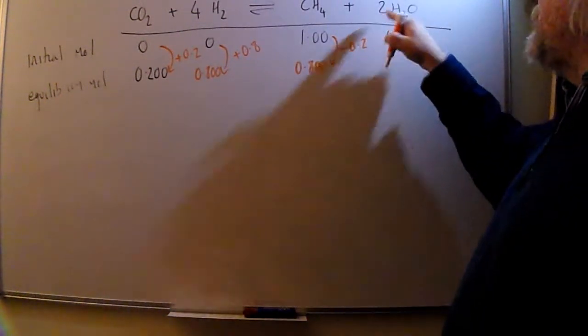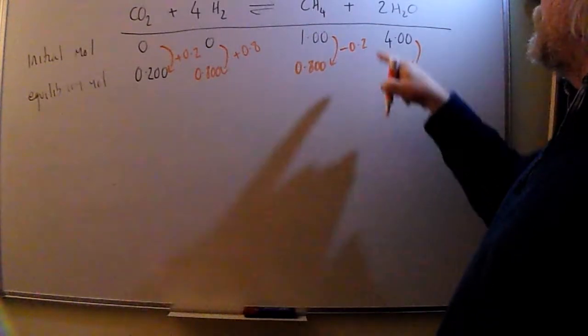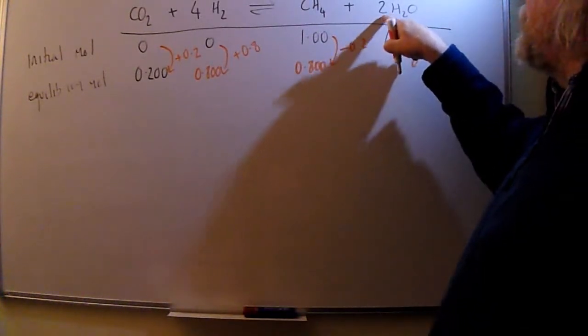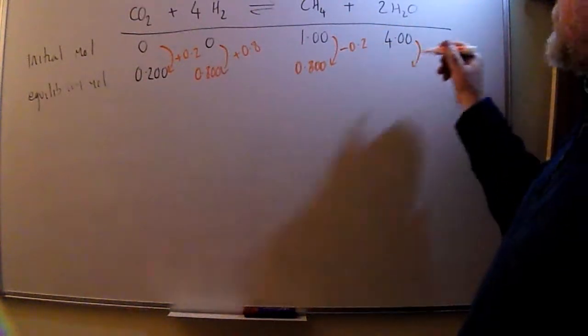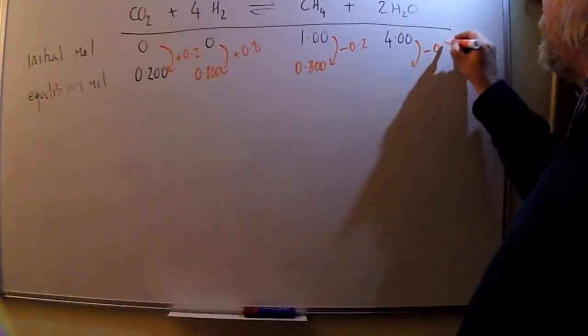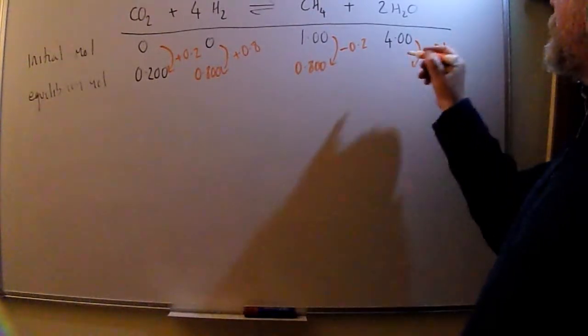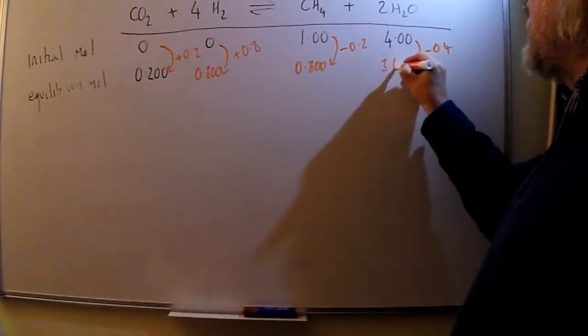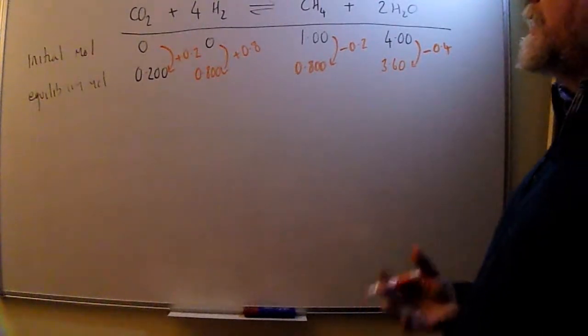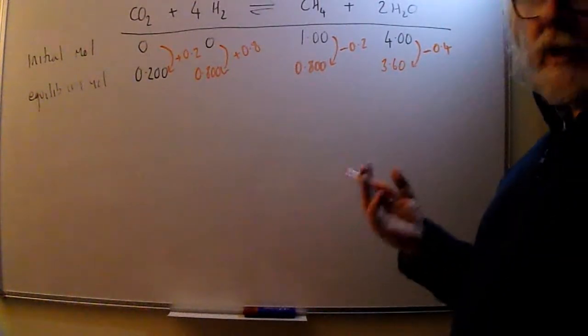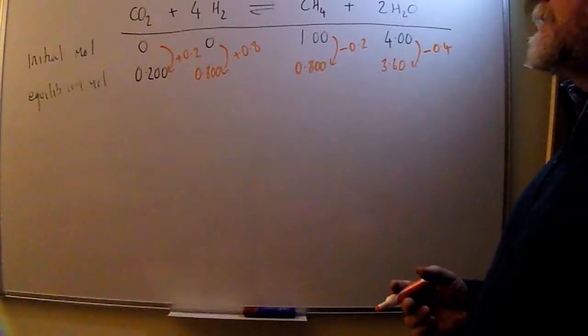And again, the 2 comes into play here. So we're going to make or use up twice as much water as we do methane. So that's going to decrease by 0.4 rather than just 0.2. So that's going to go to 3.60 moles. Okay, so that's the first job. And that would be the same whether we were doing Kp or Kc.